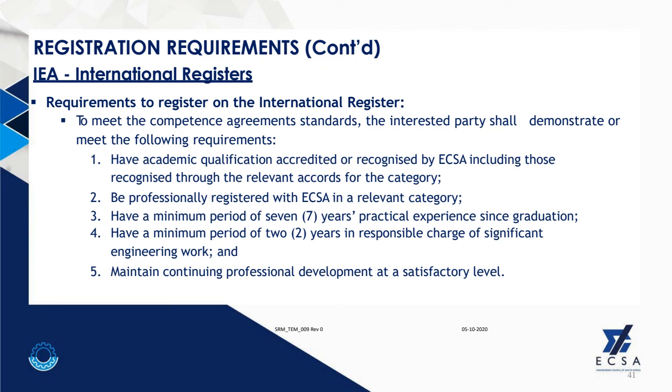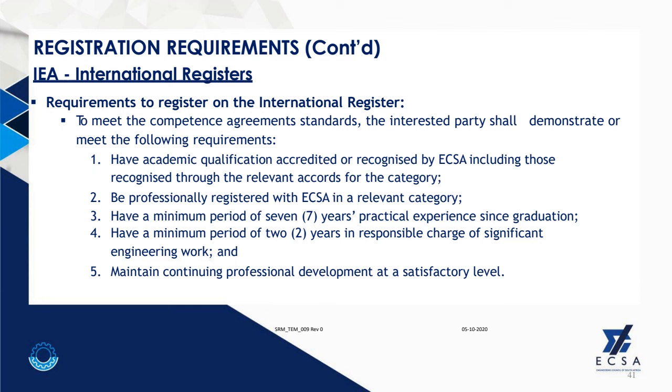Now, remember, the qualification recognized by ECSA comes through if it was not accredited. It came through merit number 3 and 4, whereby substantial equivalence was done, because now you've already registered with ECSA with that qualification. It's going to be used further. And the requirements say that it must be registered with ECSA in the relevant category, with a minimum of 7 years. So it means the 3 years that you have, the minimum that you use, plus the 4 years after that. So you need 4 years after registering with ECSA to meet this requirement.